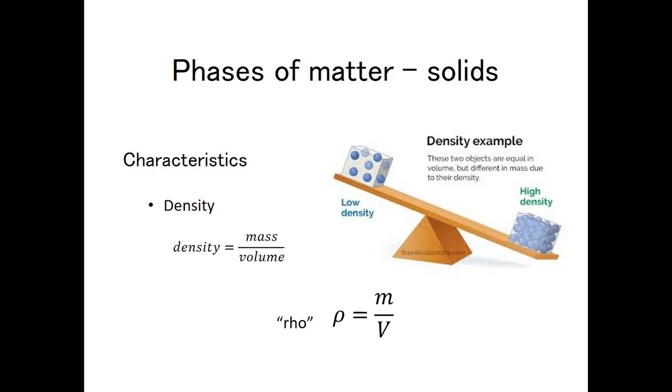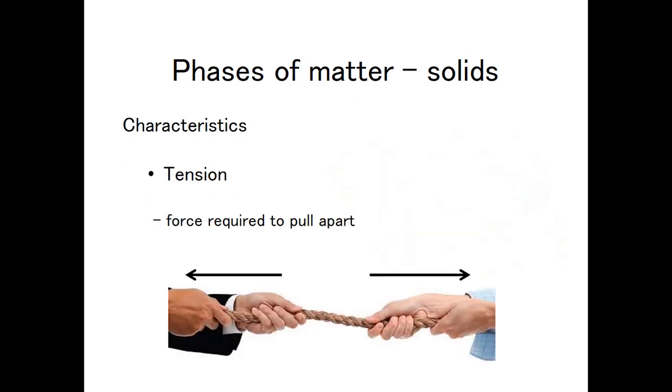The formula for density is mass divided by volume. If we use it in symbols, rho is the symbol for density. It's like a fancy P, it's a Greek letter. Rho equals m over v. So volume is 3 dimensions, length times width times height for a rectangle or a cube, and it would be 4/3 pi r cubed for a sphere.